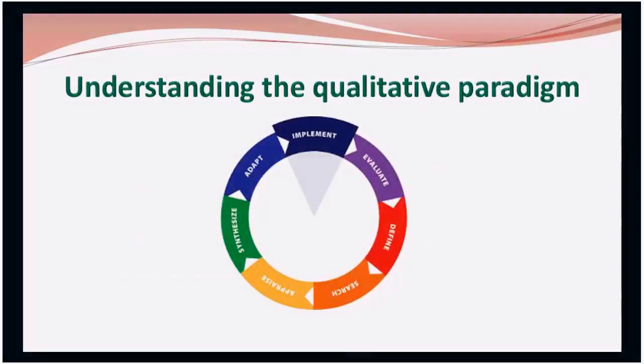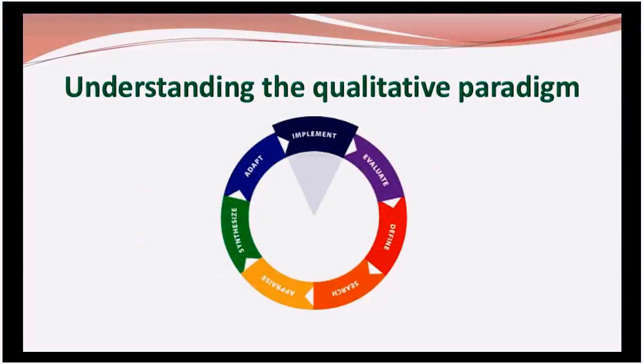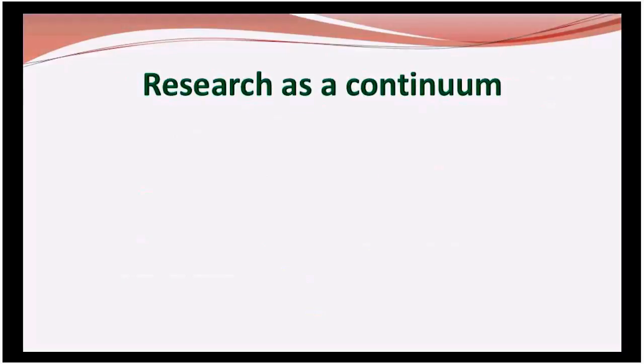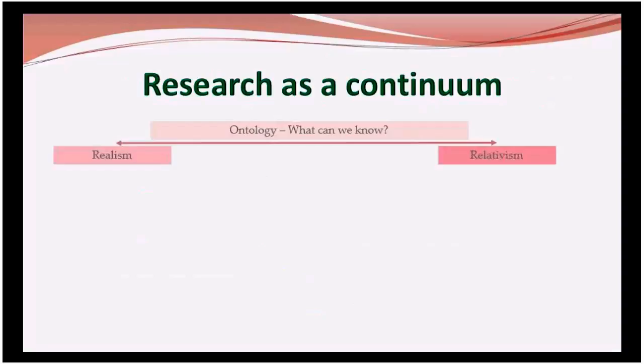So if we are trying to really think about the qualitative paradigm, it still falls within the same cycle of research. We still have to define our question, search for the terms, appraise, synthesize, adapt, and implement. We've been through the cycle before. However, there are different methodologies, and the one we're going to focus on today is on the qualitative methodology. Research in itself is a continuum. What we have are 4 certain aspects of research.